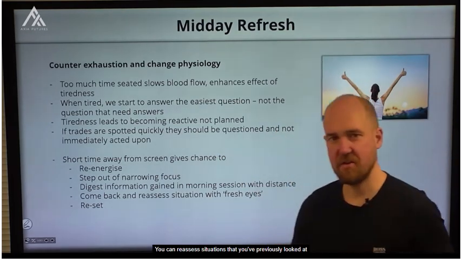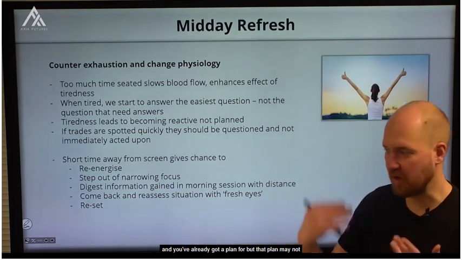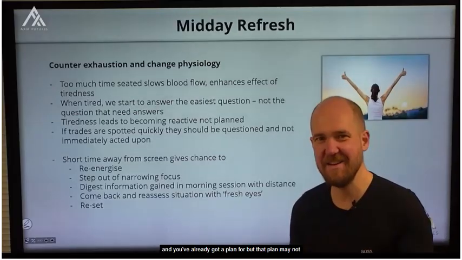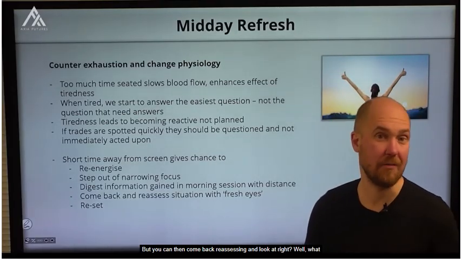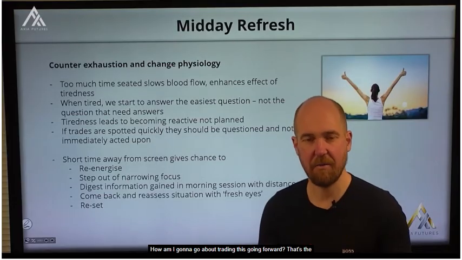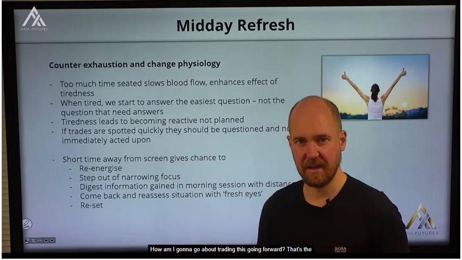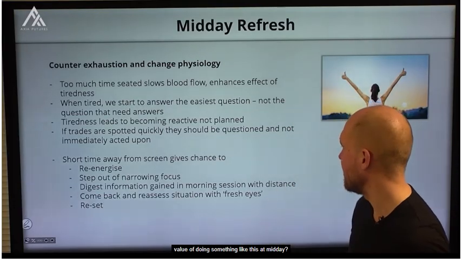You can reassess situations that you've previously looked at and you've already got a plan for, but that plan may not be the best thought out plan. But you can then come back, reassess it and look at, right, well, what does this mean now? How am I going to go about trading this going forward? That's the value of doing something like this at midday.